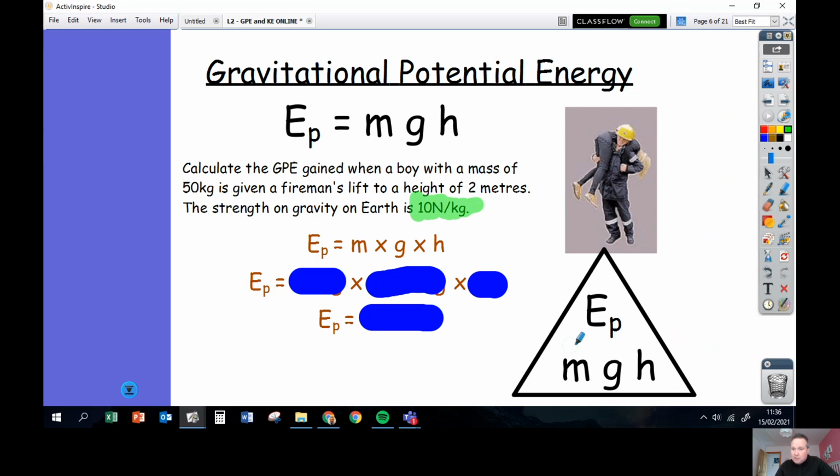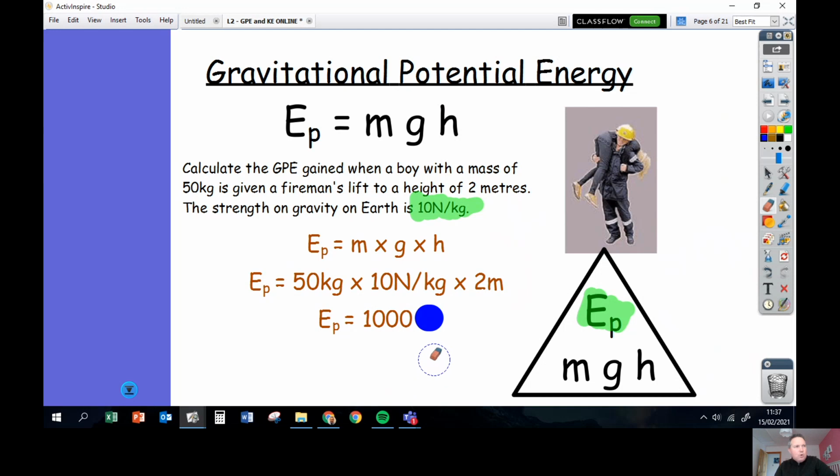So, straightforward enough calculation. If I look at my formula triangle, if I cover up energy, then I'm left with mass times gravity times height. So I've got mass of 50 times strength of gravity 10 times the height that we're lifted up, 2. So 50 times 10 times 2 gives me 1,000. And of course, I need to get the units to get my final mark in physics. So it's 1,000 joules, the unit for energy.